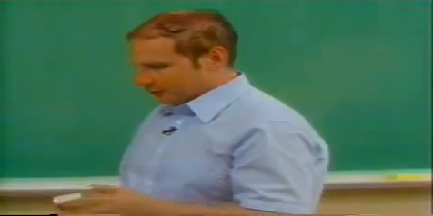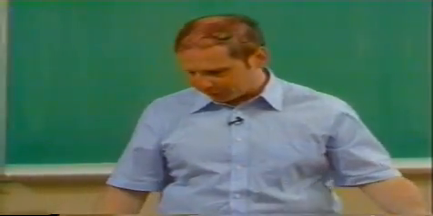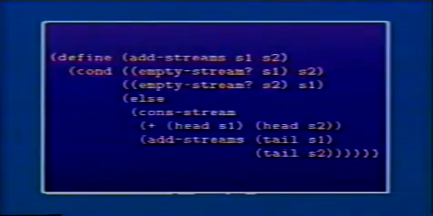Let me start by defining two procedures that'll come in handy. The first one's called add-streams. Add-streams takes two streams, S1 and S2, and it's going to produce a stream whose elements are the corresponding sums. Right, we just add them element-wise. If either stream is empty, we just return the other one. Otherwise, we're going to make a new stream whose head is the sum of the two heads, and whose tail is the result of recursively adding the tails. Right, so that'll produce the element-wise sum of two streams.